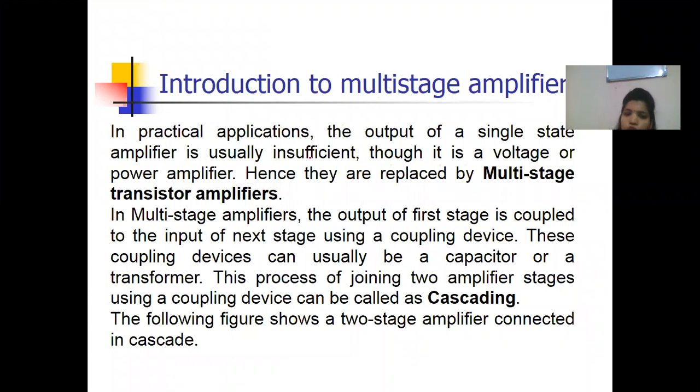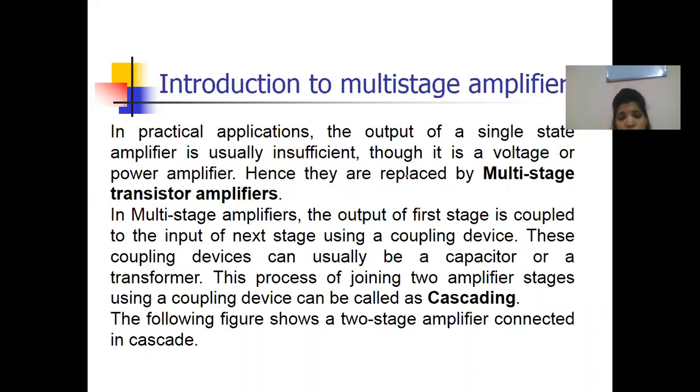If you remember, we use a transistor as an amplifier because we want amplification, either of voltage or power. But sometimes that voltage or power is not sufficient, whatever is desired. So what we have to do is connect multiple stages. That is the purpose of a multi-stage amplifier. Again, listen carefully. Sometimes the desired output is not achieved by a one-stage amplifier, so we have to connect multiple stages in series.